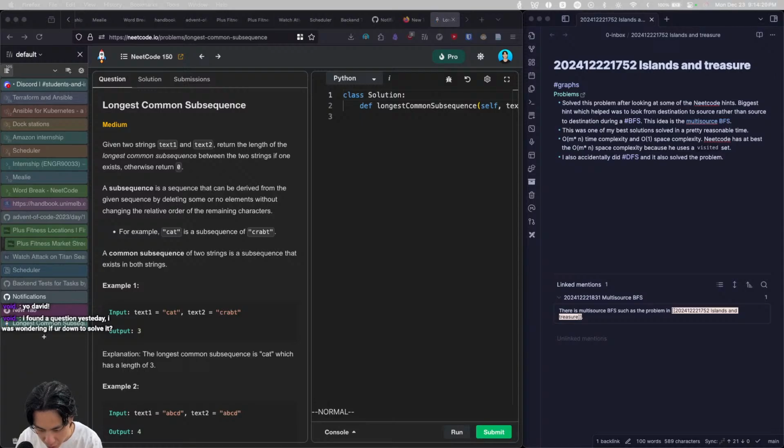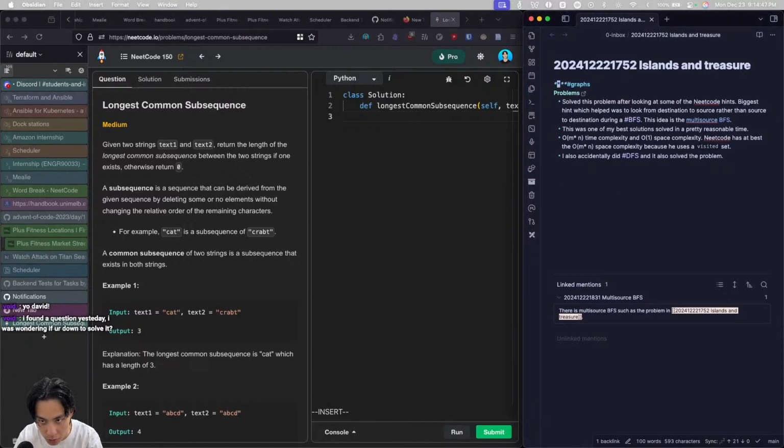I had a question yesterday. I was wondering if you're down to solve it. If you're talking about a Leetcode problem, I'm gonna try to solve this one first, but maybe I'll do that one tomorrow if you send it to me. Like, send it through on Discord, is what I'm saying. Alright. Let's go.